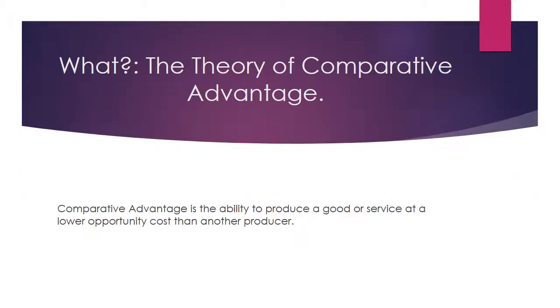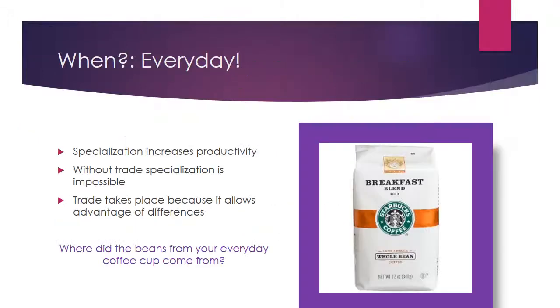The theory of comparative advantage is the ability to produce a good or service at a lower opportunity cost than another producer. And when is this taking place? This is taking place every day, because specialization increases productivity. Without trade, specialization is impossible. And then trade takes place because it allows advantage of differences.